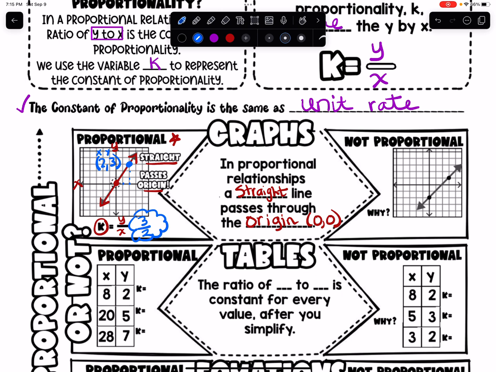So it's important to note that only proportional relationships have a constant of proportionality. If it's not a proportional relationship, there isn't one. So let's look at this example over here. This one's not proportional. It is a straight line, but it doesn't go through 0, 0. So why is it not proportional? We can say it doesn't go through 0, 0.